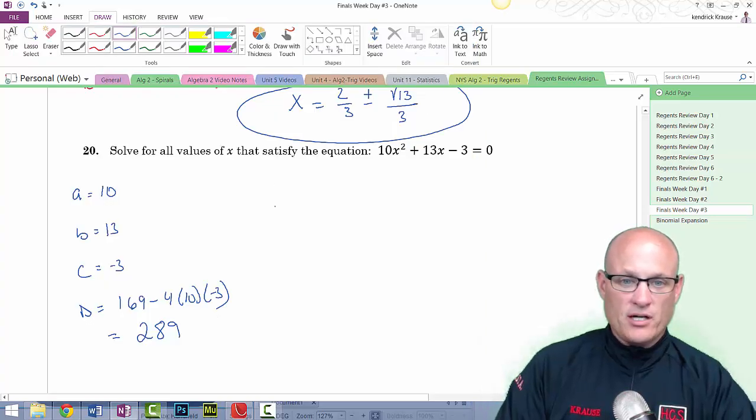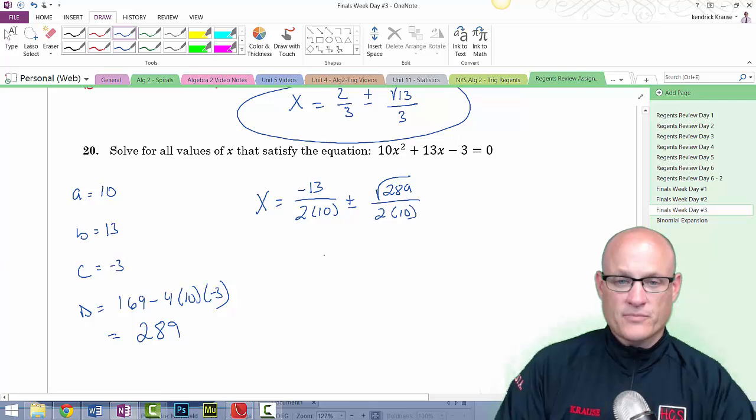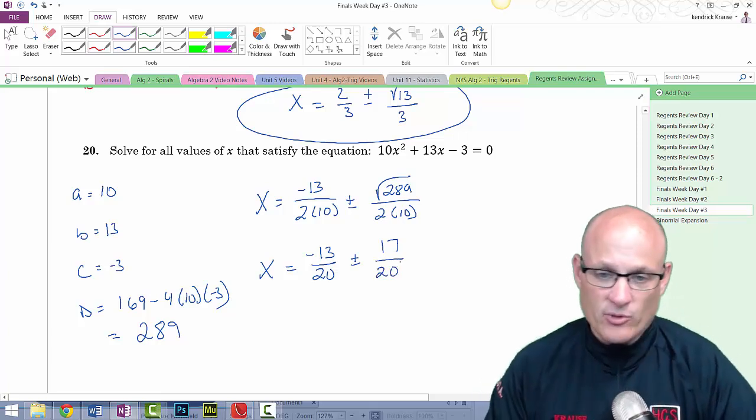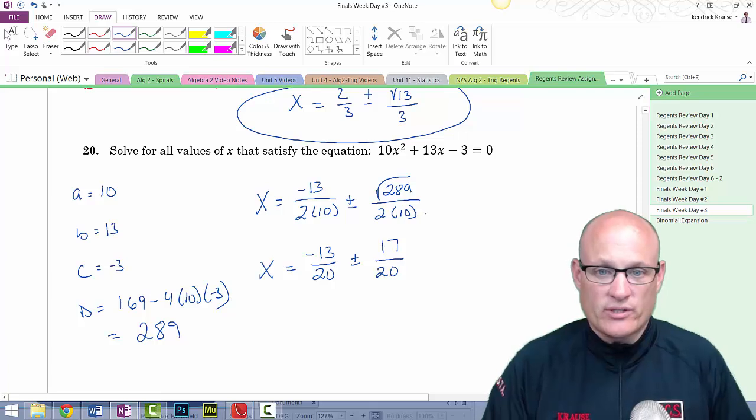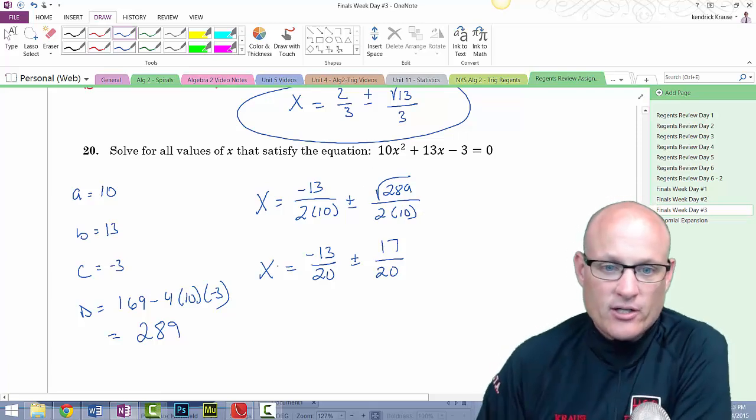So this becomes x equals -13 over 2 times 10 plus or minus the square root of 289 over 2 times 10. Now, this isn't going to work out to be a beautiful answer, so I get x equals -13 over 20 plus or minus 17 over 20. So you can't finish this one. You have to continue on with this one. And I'm going to show you how to check it using your calculator. But I get two answers.